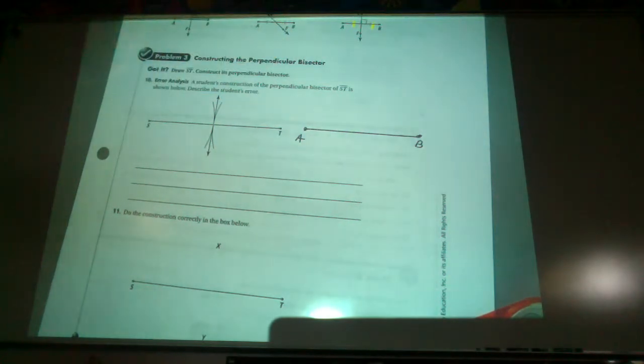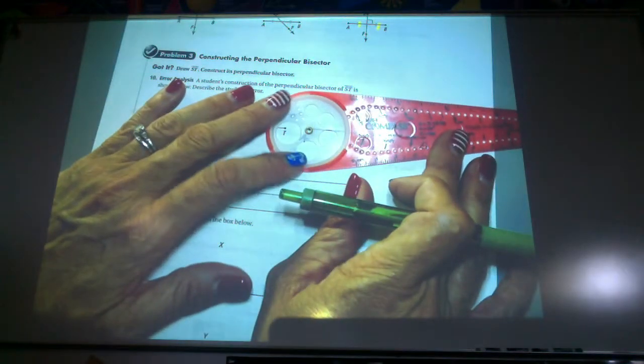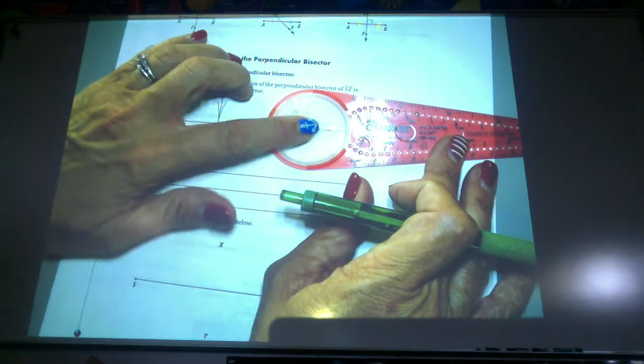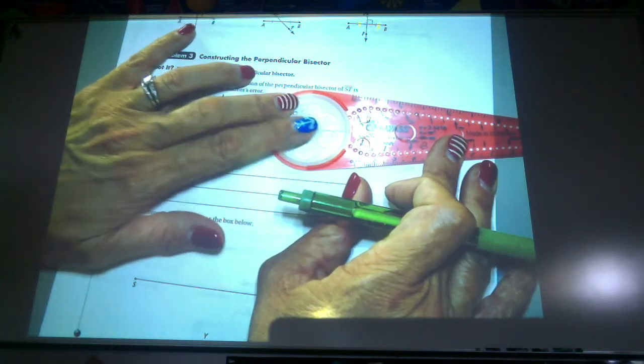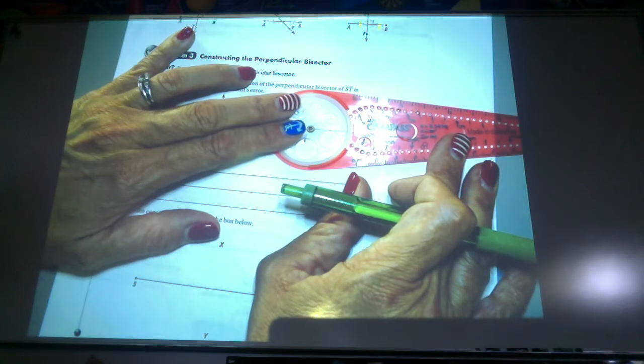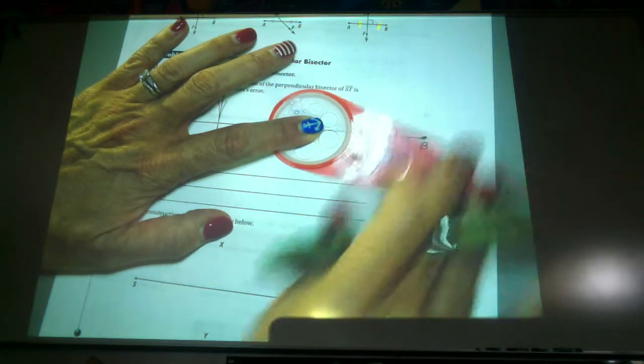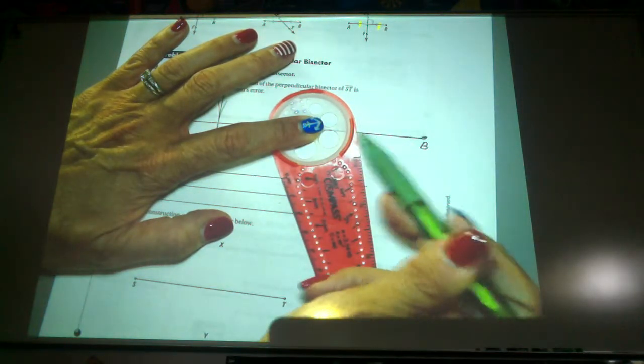So the easiest way to do this is to take your compass and measure starting from the left. Hold on to that brad. So I put the brad over A. I'm holding on to it. Make sure it's directly over A. I'm holding on to that brad. I want to create a distance on my compass that is more than halfway.